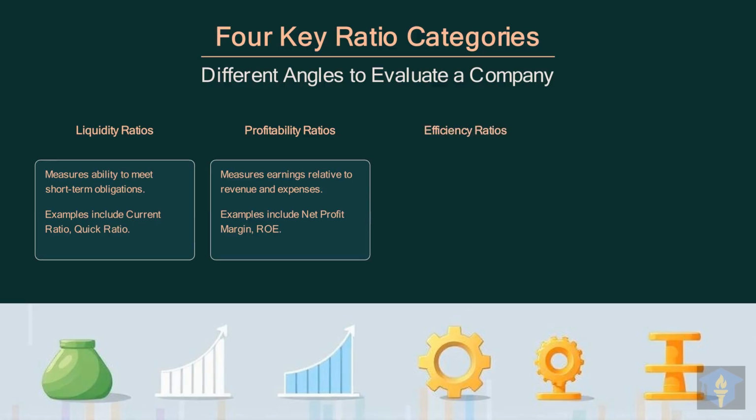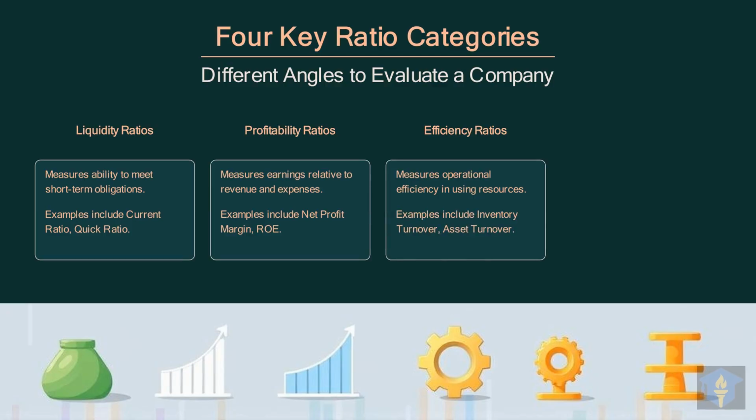Third, we have efficiency ratios, which assess how well a company utilizes its assets and resources. These ratios measure a company's operational efficiency in effectively using its resources to generate sales. Examples include inventory turnover and asset turnover, which highlight how effectively assets are managed.